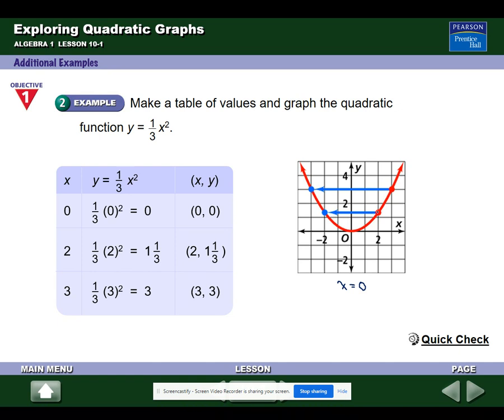But anyway, I was pointing out the symmetry. Here's the point. Well, I'm not crazy about their choice of 2, 3, but here's 3, 3, and then here's negative 3, 3. Both of them are the same distance from the axis of symmetry.